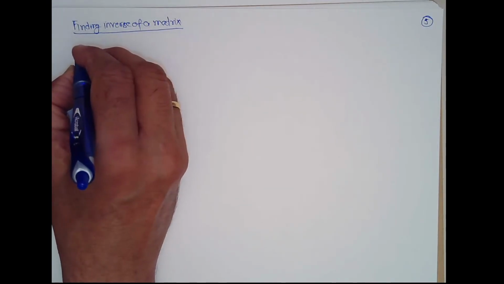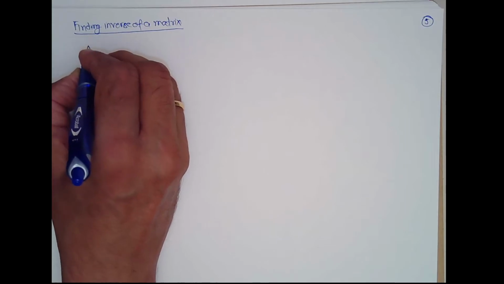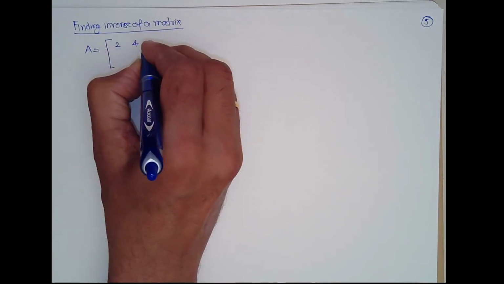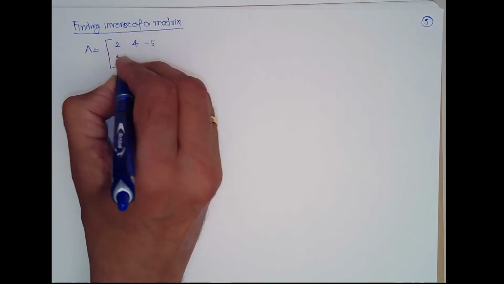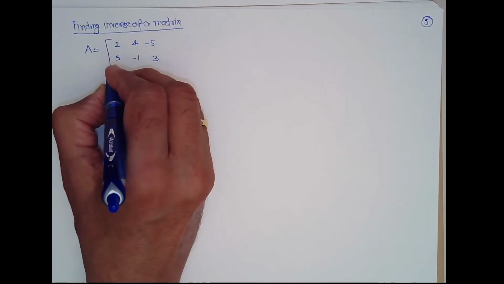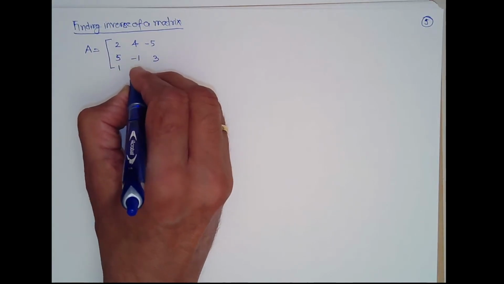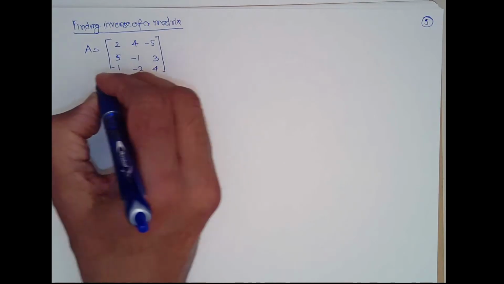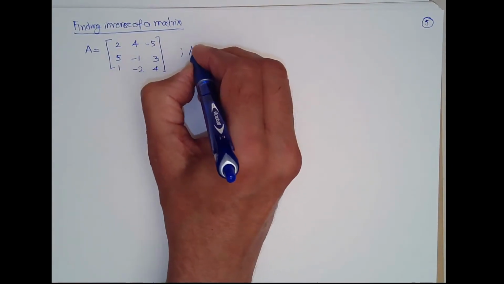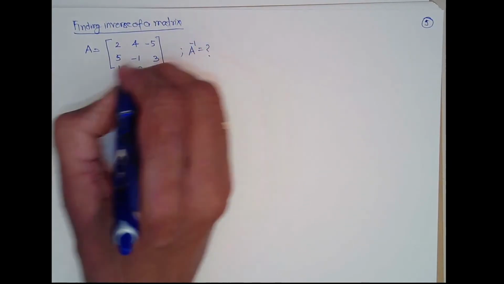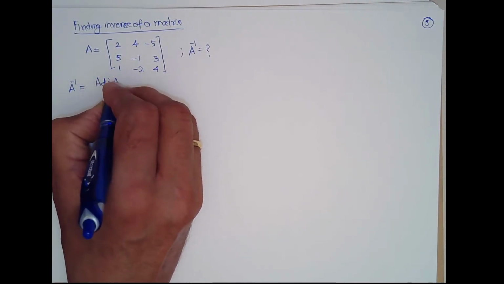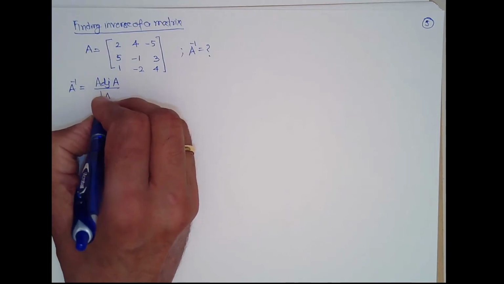So let's take any example of a matrix A. This is a square matrix. I say this is 2, 4, minus 5, 5, minus 1, 3, 1, minus 2, 4. So this is a matrix, and therefore to find the inverse, what is it? The inverse of the matrix is defined as the adjoint of matrix A divided by the determinant.